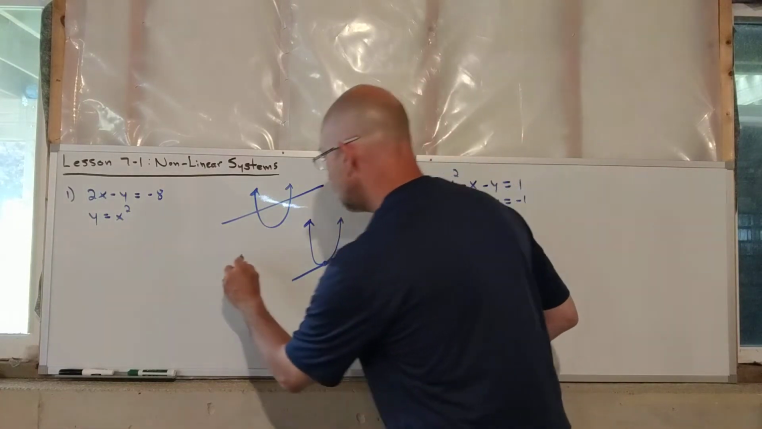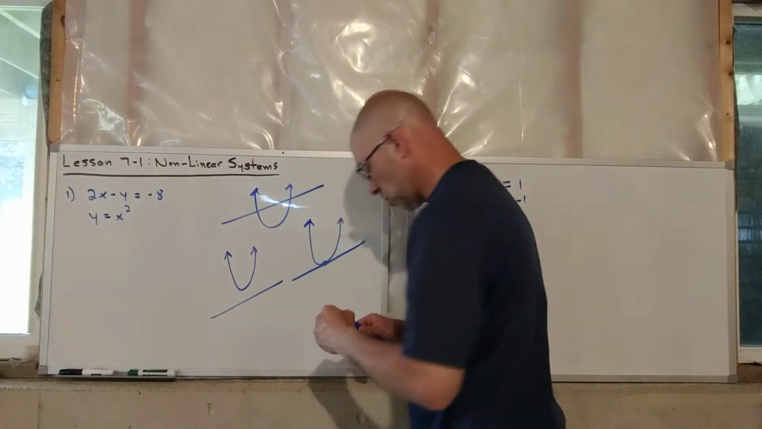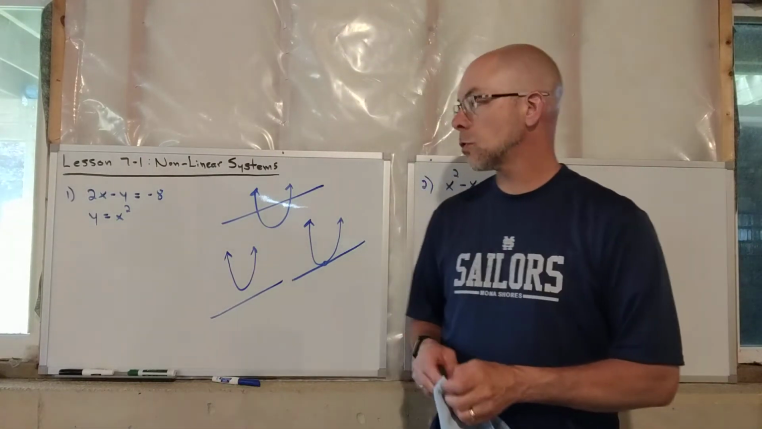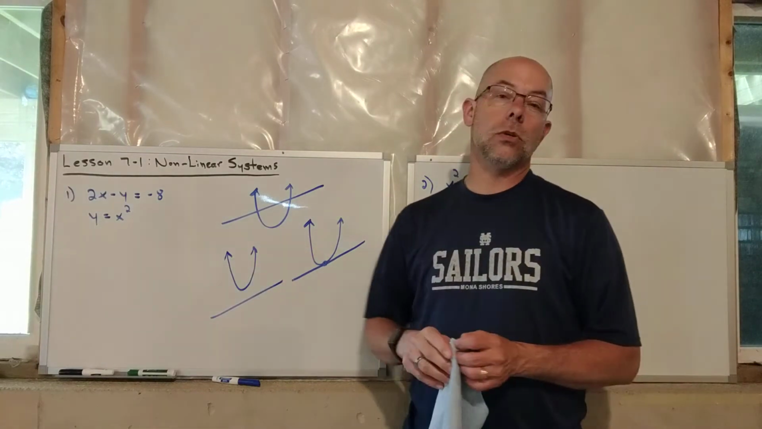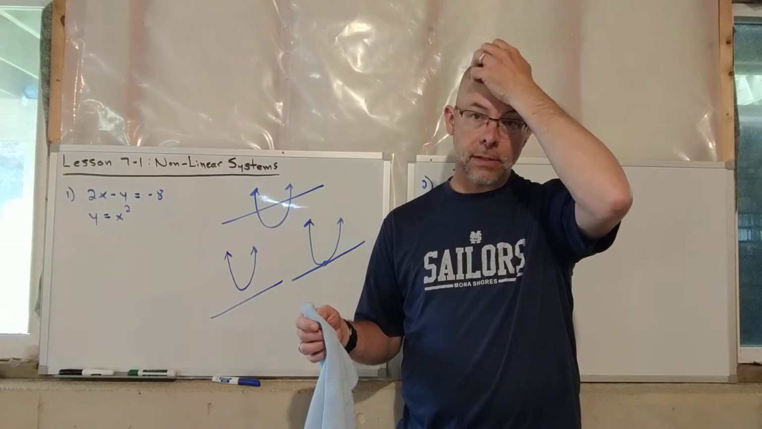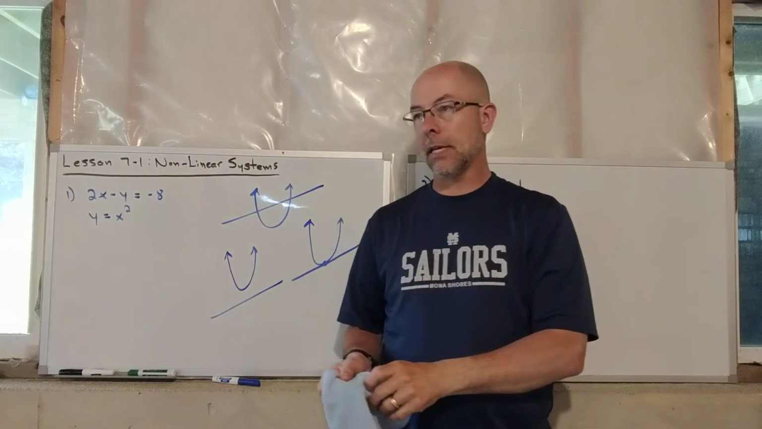And then lastly, the line misses totally. No solution. So you have to understand your options with a line and a parabola are 2 solutions, 1 solution, no solution. There's no infinite. They don't overlap. They're not the same shape, so they don't sit there and just overlap in infinitely many places. Okay?